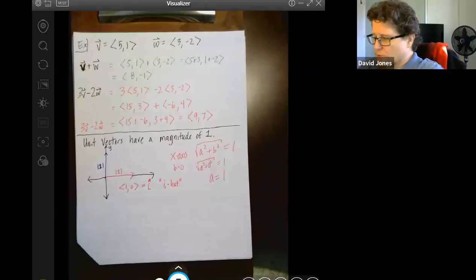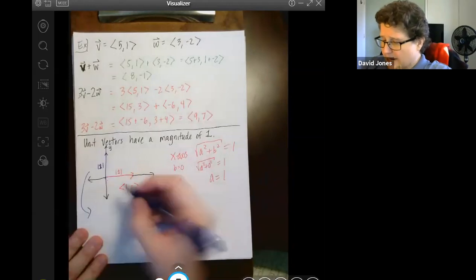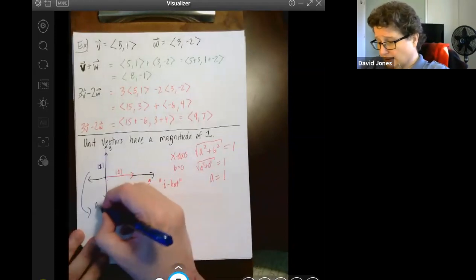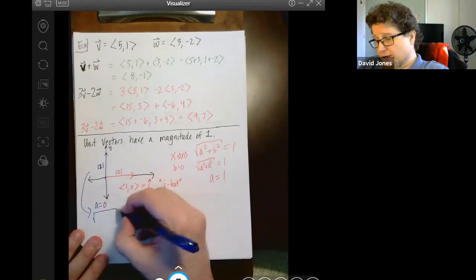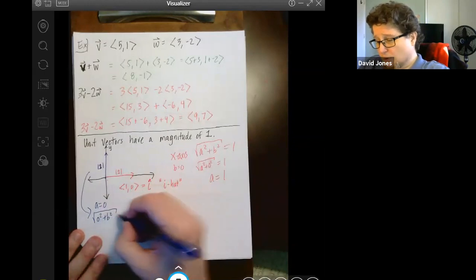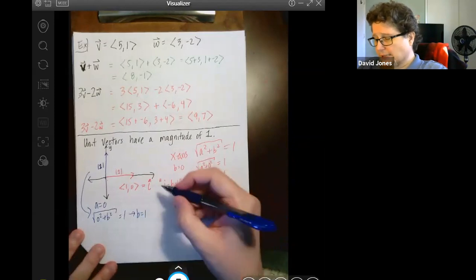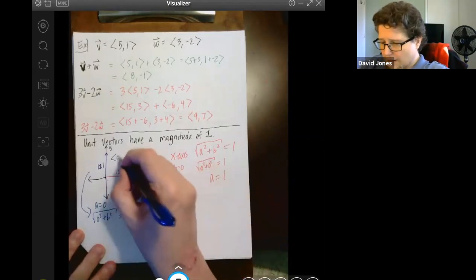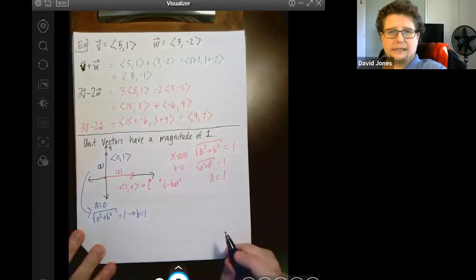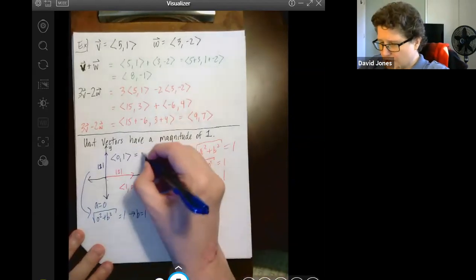Likewise, on this one, here a is 0. So 0 squared plus b squared equals 1 gives us b equals 1. And the vector is 0 comma 1. And that goes by j hat.